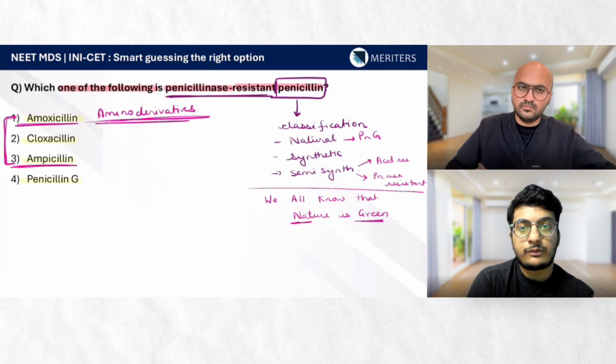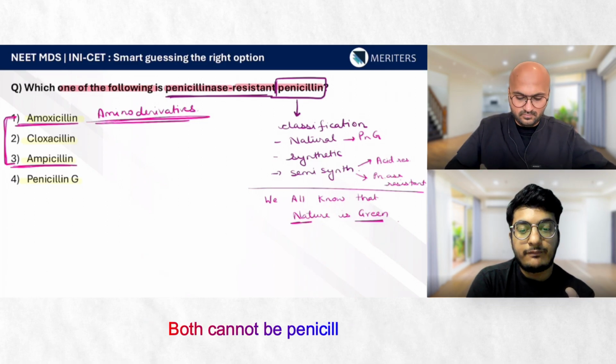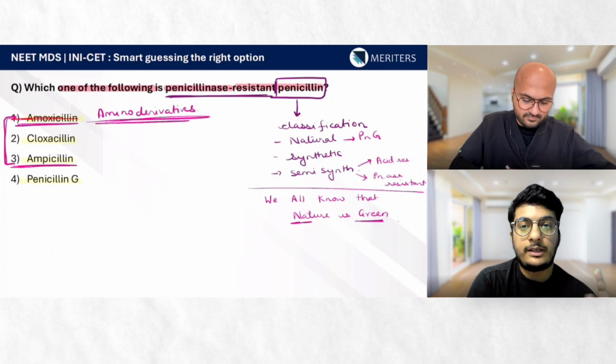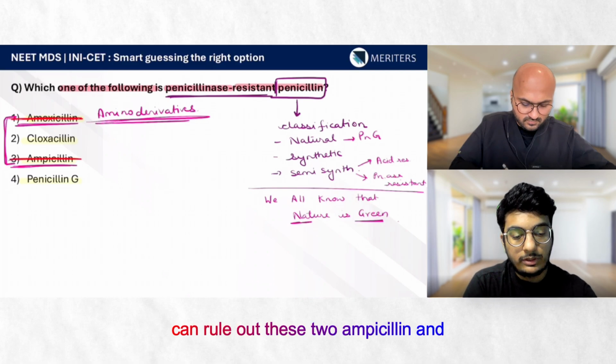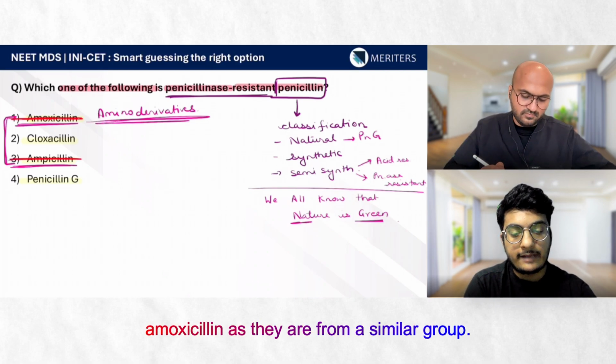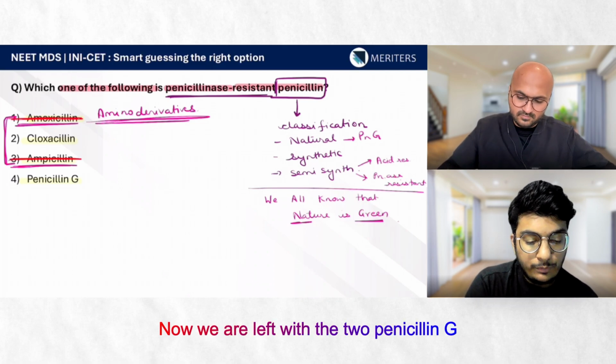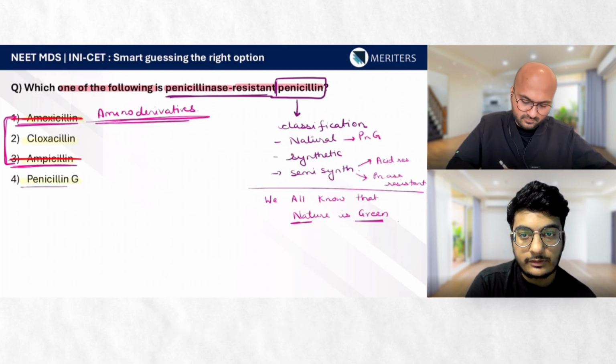Now, if two things are from the same group, both cannot be penicillinase resistant, because only one option will be correct. We will have only one correct answer. So we can rule out these two, ampicillin and amoxicillin, as they are from a similar group. Now we are left with two, penicillin G and cloxacillin.